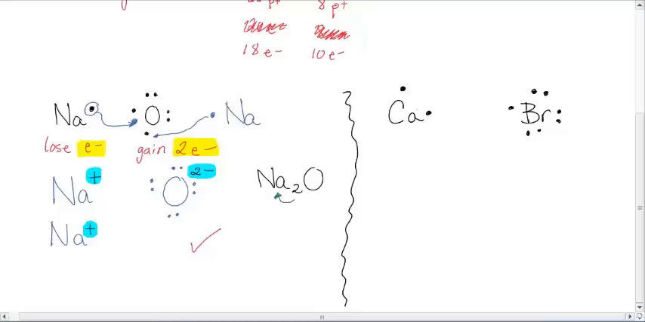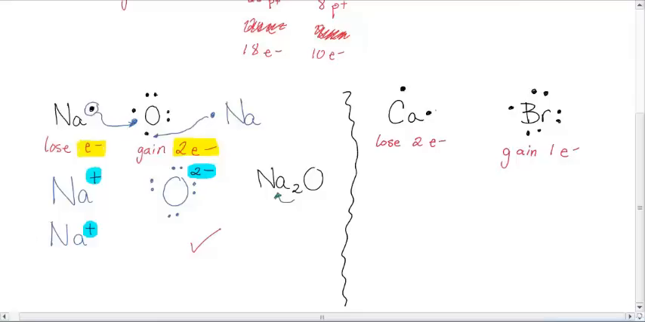So calcium has 2 valence electrons. It's going to be much easier for it to lose 2 and get to 0 than to try and gain 6 and get to 8. So calcium needs to lose 2 electrons. Bromine needs to gain 1, because if it has 7, the easiest thing is to gain 1 electron. So we start the same way we did with the previous example.